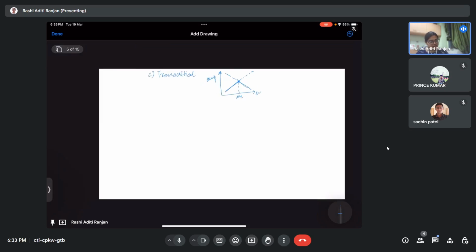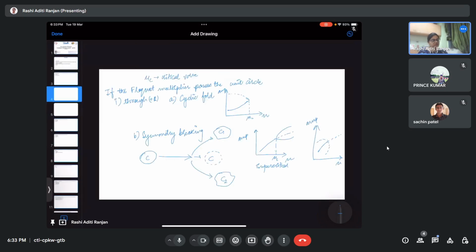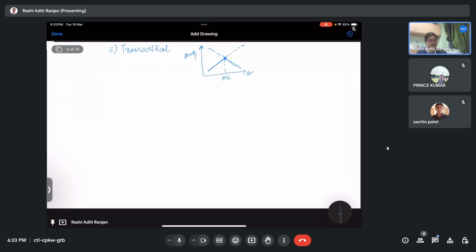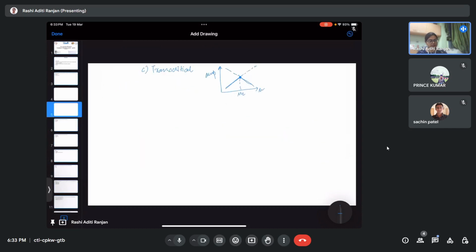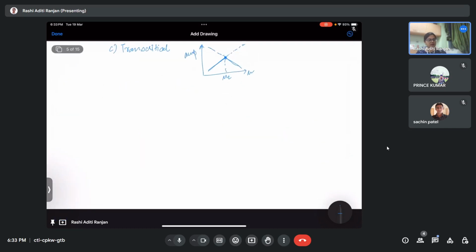Now coming on to, see, for this case we had that the Floquet multiplier passes the unit circle through +1. Now it can pass the unit circle through -1 as well. What kind of a bifurcation occurs? Period doubling bifurcation. It is a very interesting kind of a bifurcation. We have period doubling bifurcation.